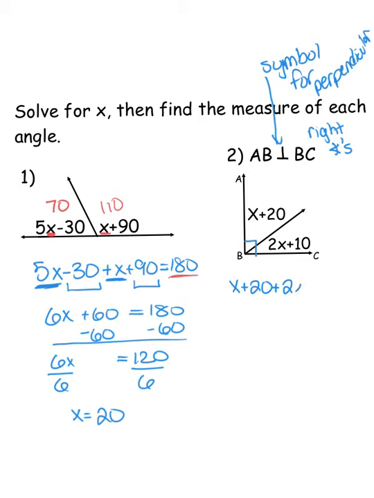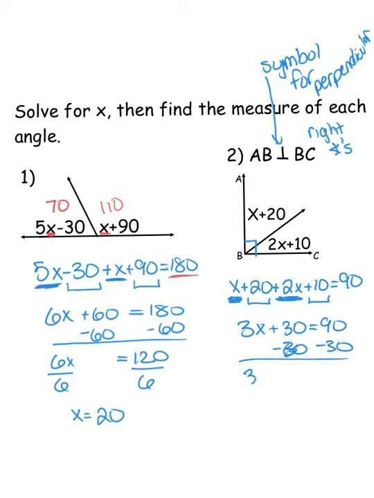So x plus 20 plus 2x plus 10 equals 90. If I combine like terms, 2x plus x is 3x. 20 plus 10 is 30 equals 90. If I subtract 30 from both sides, I get 3x equals 60. Again, if I divide by 3, I get x equals 20.